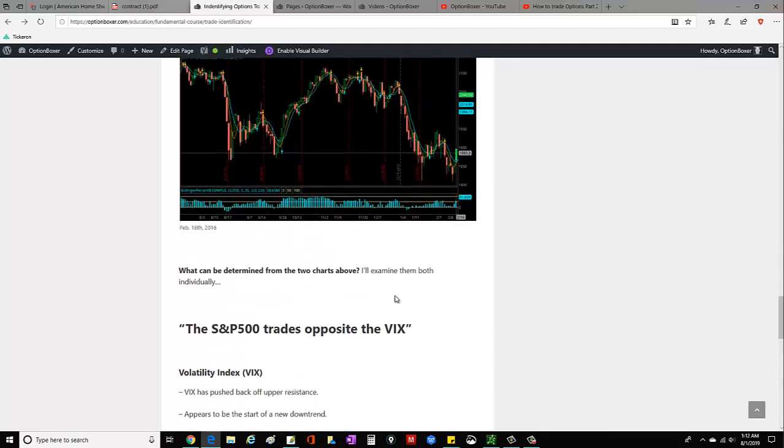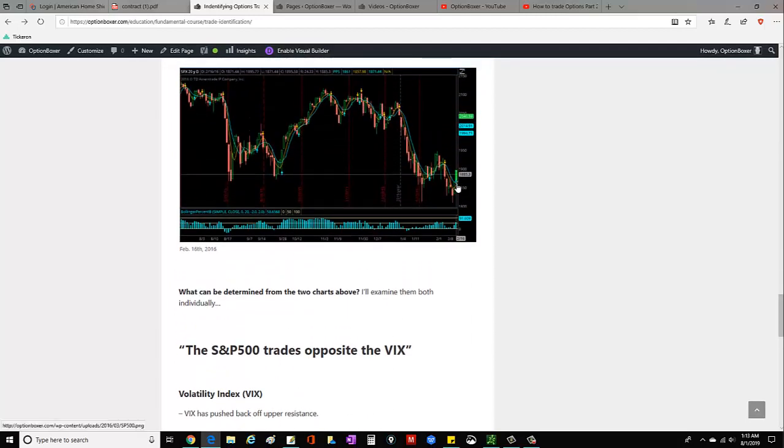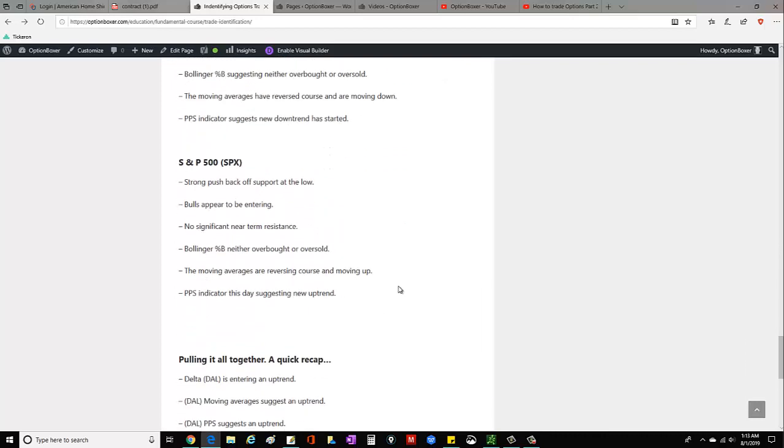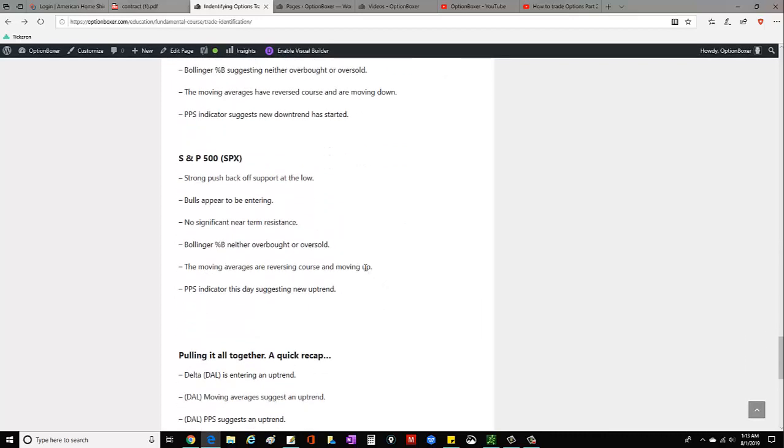The PPS indicator this day suggests a new uptrend. We've got the PPS indicator pointing higher. You can see the last time it pointed higher, it did in fact go higher by quite a bit. Now, the PPS indicator isn't perfect. You can see it got chopped around in here, but when it does work, it works fairly well, and you can take note of that yourself. In fact, this is a beautiful one. It happened right here before this huge market sell-off. So in a matter of just a couple of days, you could have made a bag of cash if you had traded that with a put option.